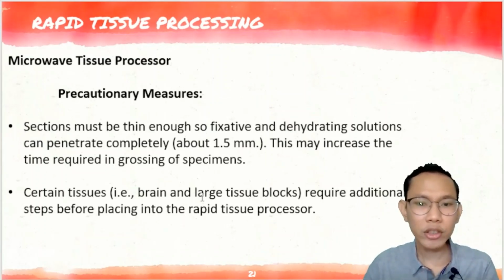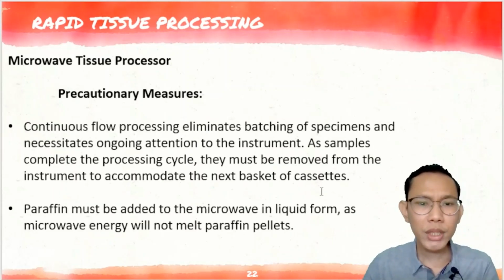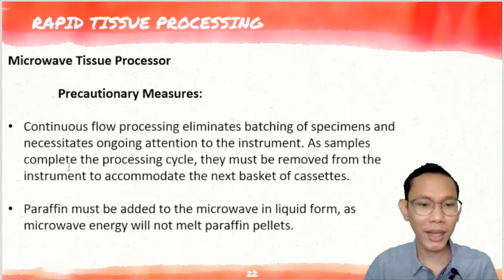Certain tissues such as brain and your large tissue blocks require additional steps before placing them into a rapid tissue processor. Continuous flow processing eliminates batching of your specimen and necessitates ongoing attention to your instrument. As samples complete the processing cycle, they must be removed from the instrument to accommodate the next basket of your cassettes.